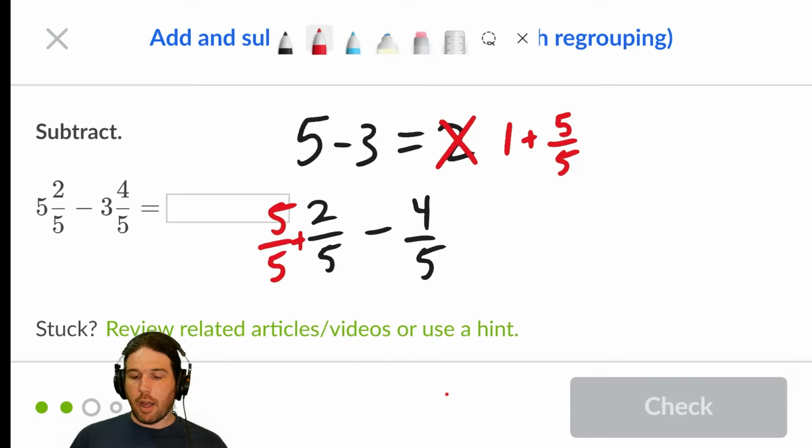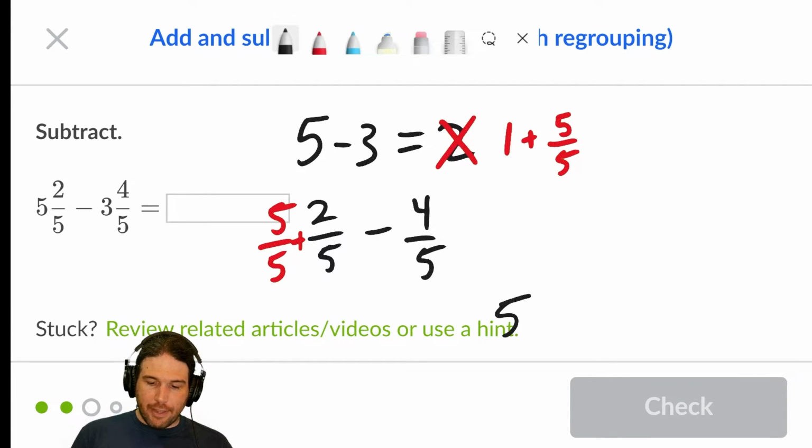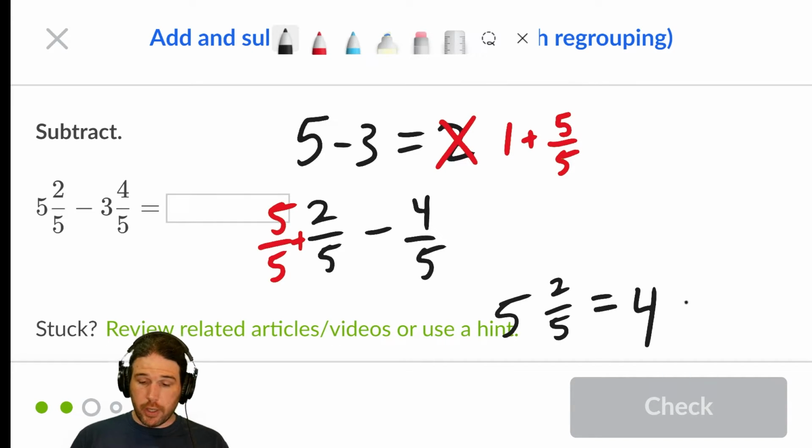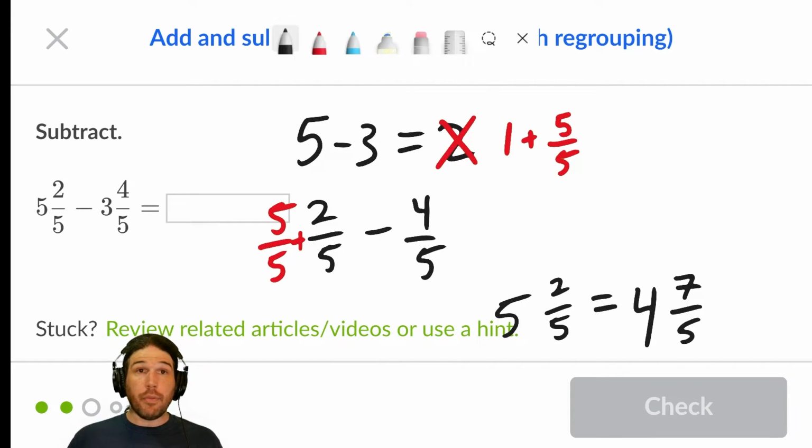So essentially what we're doing is instead of saying 5 and 2/5, we are calling this 4 and 7/5. These are the same. They are equivalent. We are just reorganizing them a little bit differently. We peeled off one of the whole numbers to add to that fraction so that that fraction is big enough to where we can do the subtraction without having to go into negative numbers.